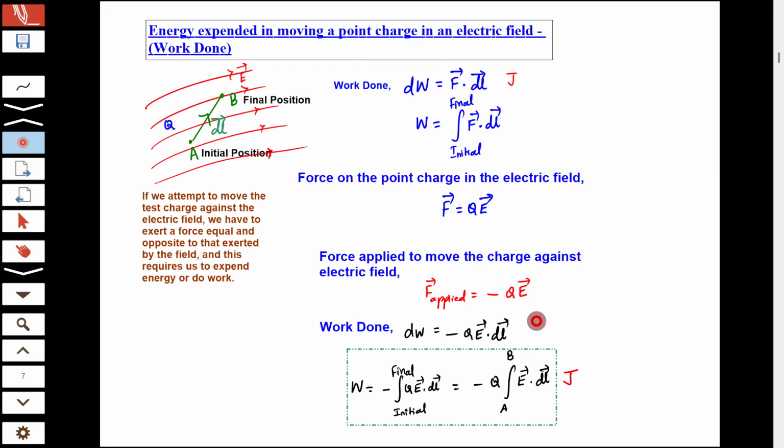We can now understand the significance of this line integral. Before that, I would like to tell that work done is a scalar quantity where force through the displacement can be estimated in the units of joules. So joules is the unit of work done, and this minus Q integration of E dot dl, with initial position as the lower limit and final position as the upper limit, gives the estimate of the amount of work done.